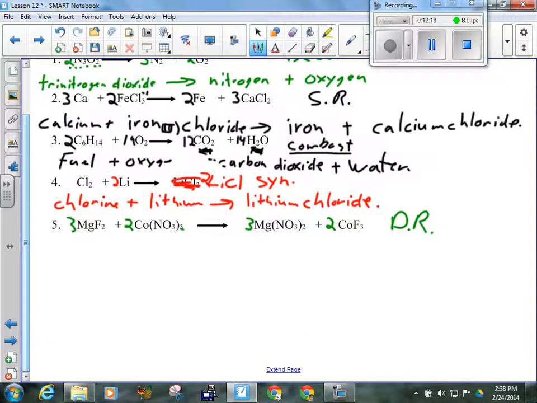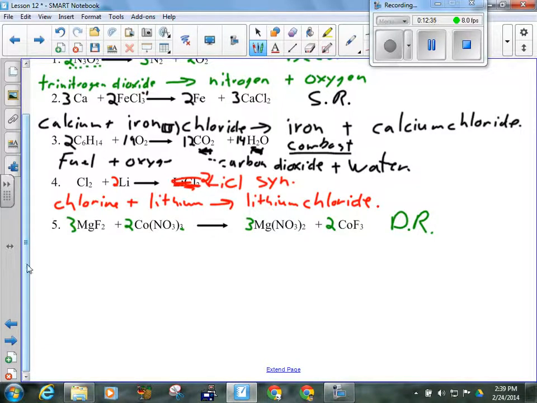Now let's just double check because we have not checked what happened with our fluorines on all of that. 3 times 2 is 6. 2 times 3 is 6. Usually if you've done it right, it'll work out that way. The last one you have to do will already be balanced, because you've made everything else work. Everybody with me on that one?